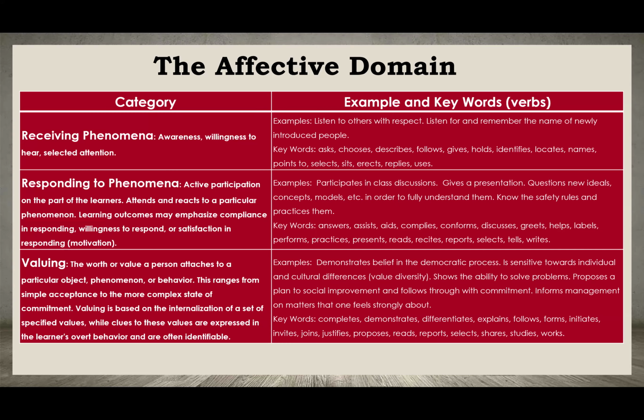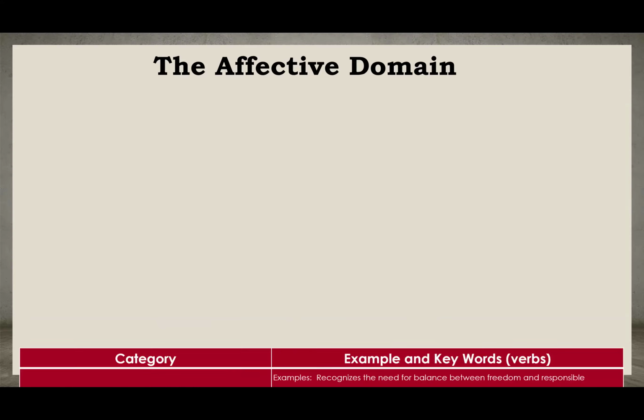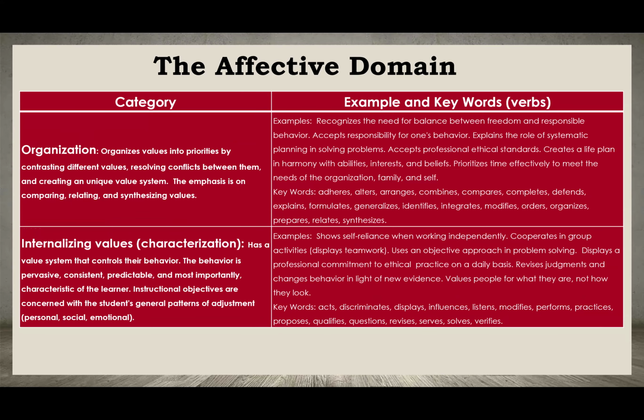Valuing. The learner begins to see worth or value in what is being learned and demonstrates commitment to it. Organizing. The learner integrates different values, resolves conflicts among them, and creates a personal value system that guides behavior. Internalizing. The learner's values are fully internalized and consistently guide behavior and lifestyle decisions. This reflects the deepest level of affective development.